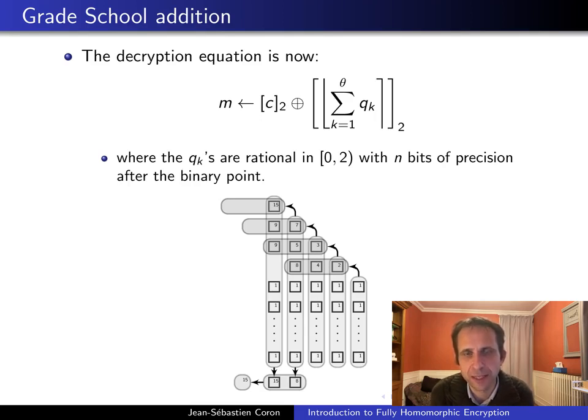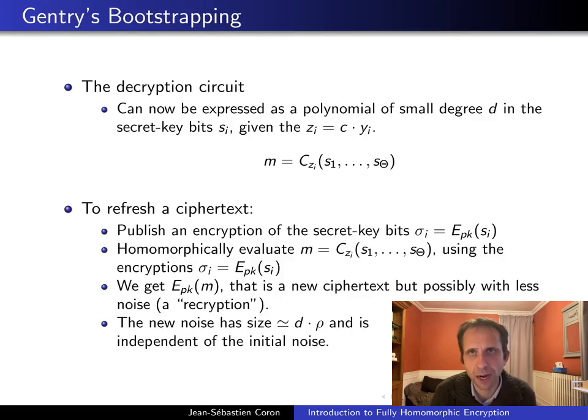We only have 5 bits, a total of 5 bits. And eventually, as I said, the final decryption, the final message, is the XOR of the most significant bit and the next bit. So we must write this decryption circuit, and then express it as a polynomial of small degree d in the bits of the secret key, in the bits of the SIs. And we have seen that the degree is actually 30. So it's not too large. So the message M can be expressed as a polynomial of small degree d in the secret key bits SIs.